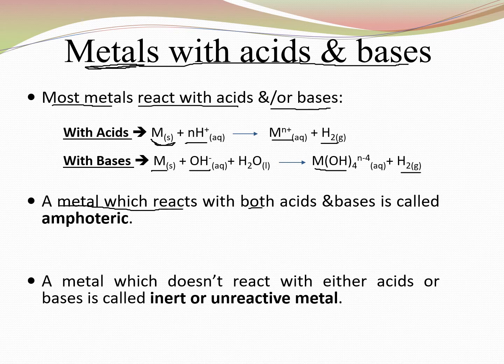There are two main categories. A metal which can react with both acids and bases will be called an amphoteric metal. Do remember, most of the metals react with either acid or base, but some of the metals can react with both of them, so they will be called amphoteric metals. And the last category, a few metals which do not react with either acid or base, with none of them, is called inert metal, or another name for this is unreactive metal. These are the three types of metals, based on their reactivity with the acids and the bases.